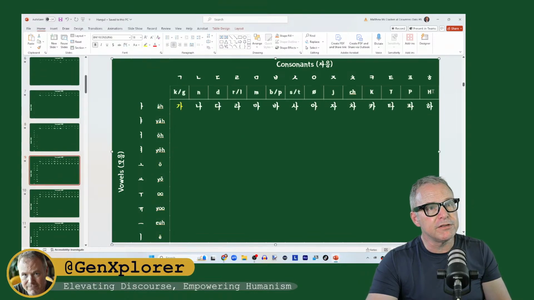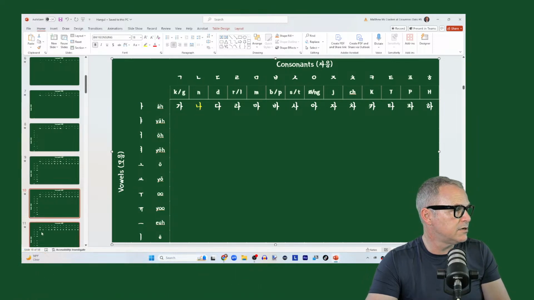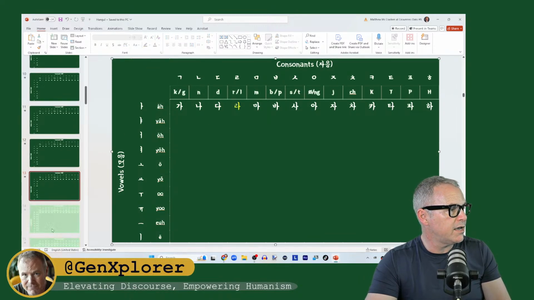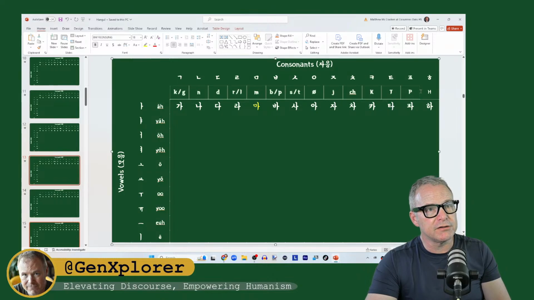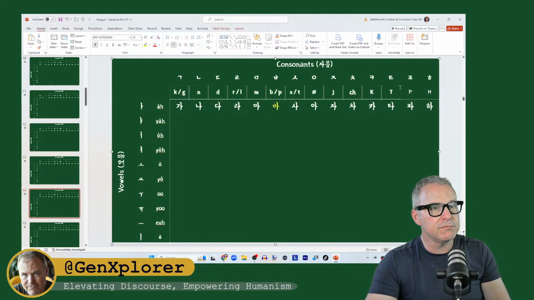So while I'm doing this, you can kind of see that what we've got on this chart is a grid that lets us start doing two-letter combinations, one consonant, one vowel, and practicing those. The combinations we do on this chart, most of it is gibberish.